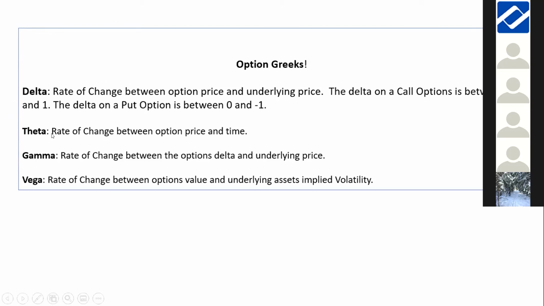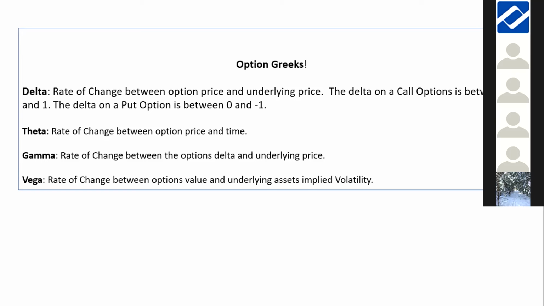Theta, the rate of change between the option price and time. As you come closer to expiration, that theta starts to increase, where the price will start to take out some of its time decay quite quickly. Gamma, which can get a little difficult, and Vega, which can get a little difficult, but they're so important to watch because they're great ways to add to your strategies.